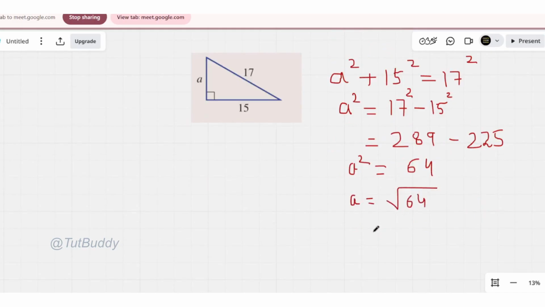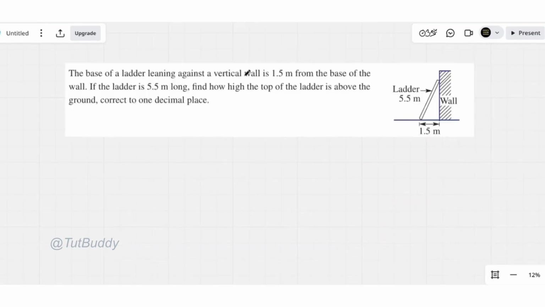Now moving ahead, let's go and solve some word problems on the application of Pythagoras' theorem. Here's the first one. The question says, the base of a ladder leaning against a wall is 1.5 meters away from the base of the wall. The length of the ladder is 5.5 meters. We are asked to find how high the top of the ladder is above the ground.